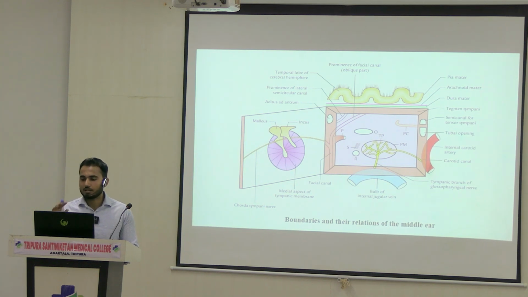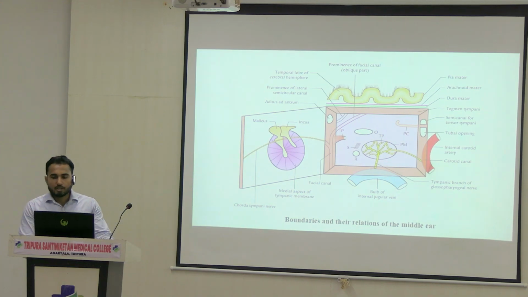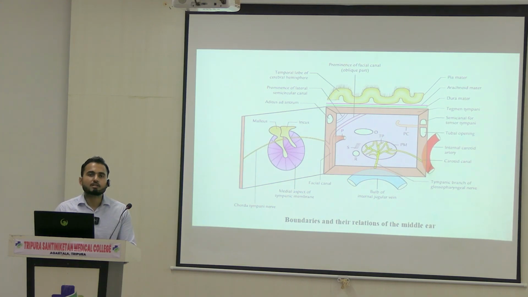It is formed by the mucus covering the medial surface of the tympanic membrane. So most of the lateral wall is formed by the tympanic membrane, with mucus covering its medial surface. As I have mentioned, the medial surface of the tympanic membrane is convex in nature. The most convex part, the point where most convexity is present, is called the umbo, U-M-B-O.